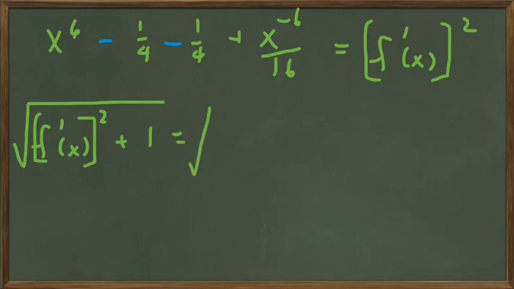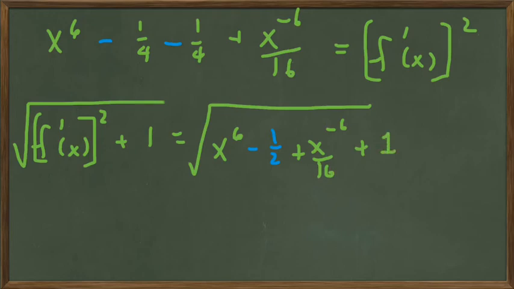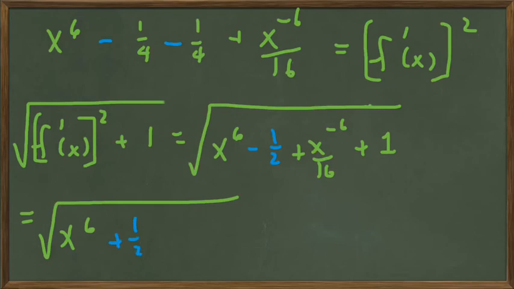So continuing, we've got x to the 6th minus 1/2 plus x to the minus 6 over 16, and then we're adding 1 to that. And when we add 1, we get x to the 6th, the minus 1/2 changes to a plus 1/2, and then the last term, of course, stays the same, plus x to the minus 6th over 16.